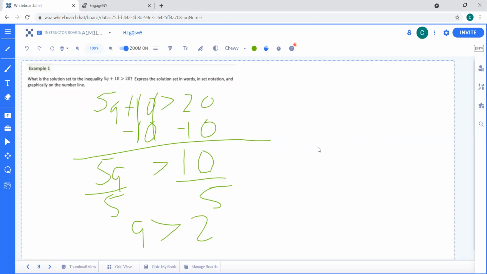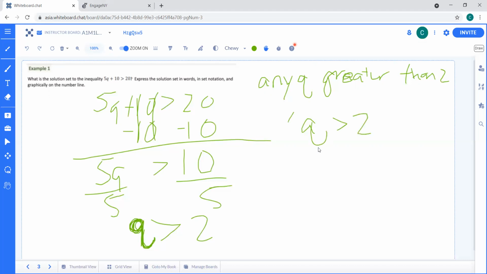So in words, we would say q can be any value that is more than, let me make this a q so it doesn't look like a 9, q, as long as it's greater than 2. So any q greater than 2. All right. How would we do that in set notation? We would say q greater than 2. Okay, if you want to put your little numbers there, that's fine too.